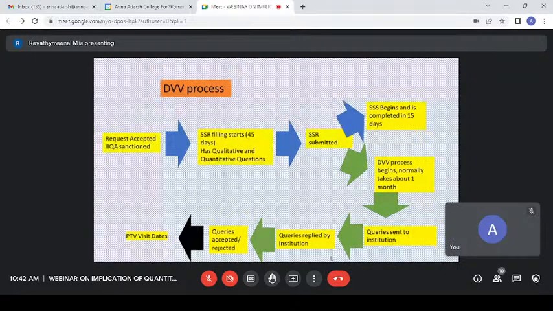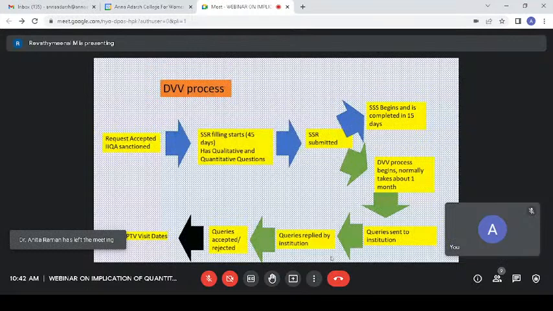Once SSS has started, simultaneously DVV also starts. In this particular chart, you can see that the DVV process has begun, a green arrow from where it starts. This process normally needs 1 month. Very rarely, if the data is lesser, it gets over quickly. But many a time the data needs a lot of time. That's what I wanted to tell you.